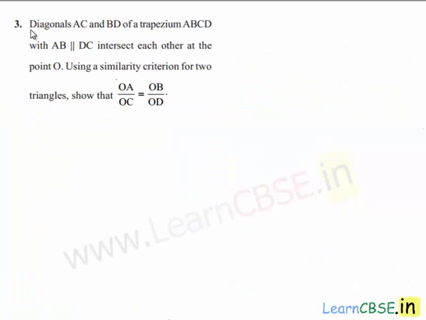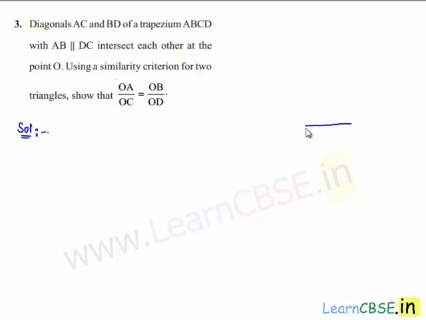Moving on to the third question. Diagonals AC and BD of trapezium ABCD with AB parallel to DC intersect each other at the point O. Using the similarity criterion for two triangles, show that OA by OC is equal to OB by OD. Now moving on to solution.